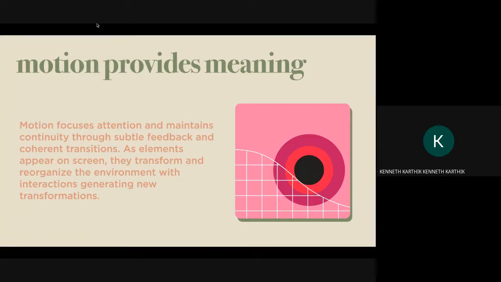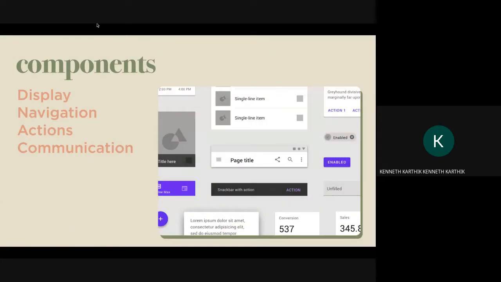So they're trying to show feedback through transitions and through visual elements where they're transforming on your screen based on what environment is there. So that is, motion provides meaning is what their idea is. And then they have their own components. They have components for display, components for navigation, actions, and communication. So all of this information is available on the Material Design website.